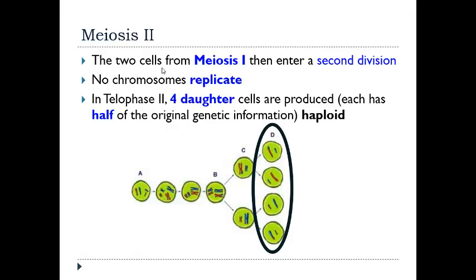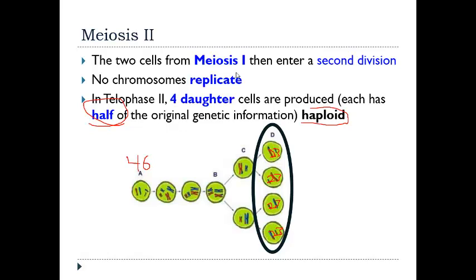The two cells from meiosis 1 then enter a second division. No chromosomes replicate, and in telophase 2, 4 daughter cells are produced, and each has half the genetic information, so they are haploid. And by half the genetic information, remember, we started with 46. Each of these has 23 chromosomes. So we went from those 46 chromosomes in the original cell in a human to 23 chromosomes.